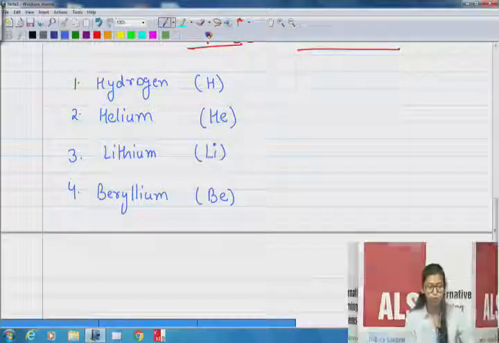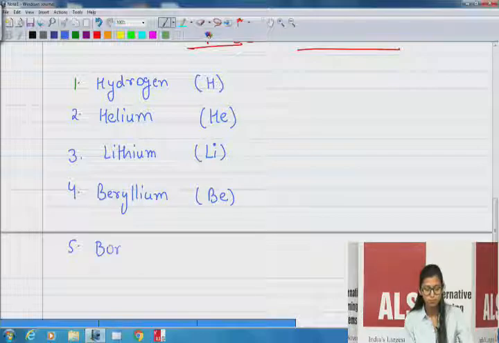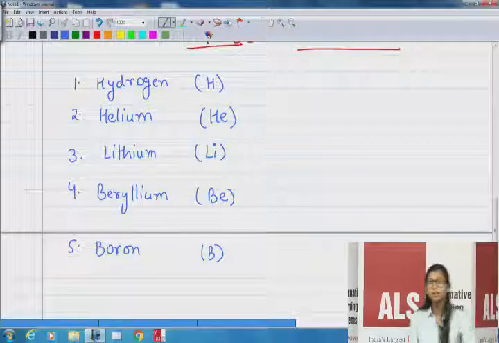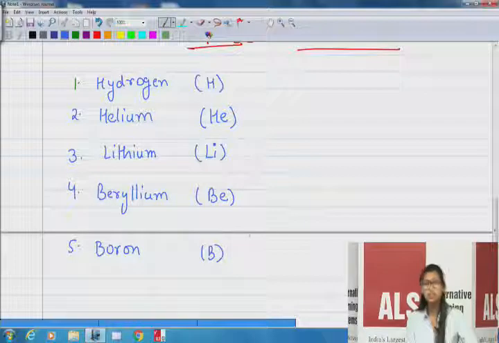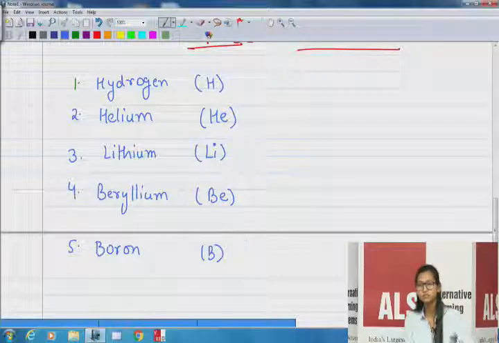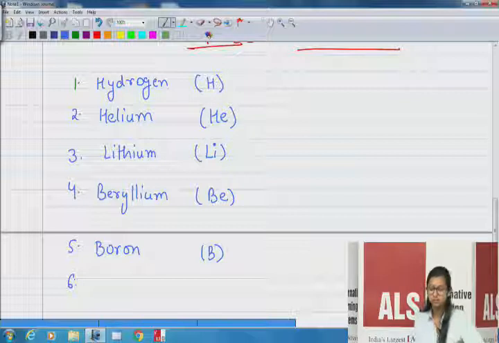After that we have boron. The symbol is B. Number 6, your favorite. Anyone? What is number 6? Okay, just write down the symbol itself. Yes, Kohima center. Very good. So it's carbon.